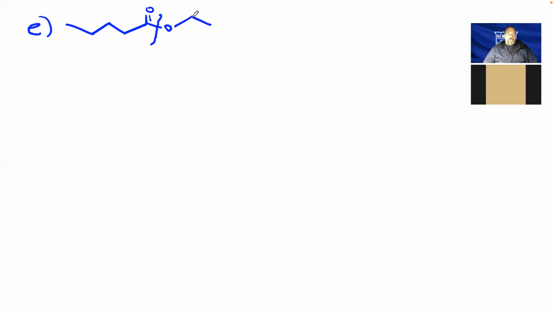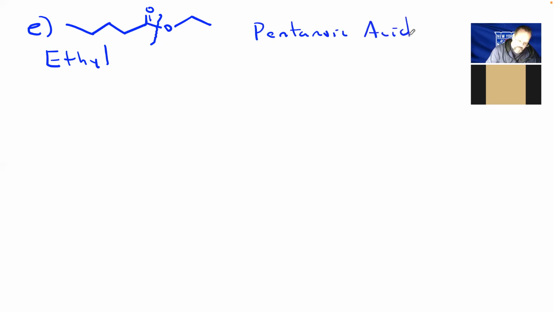You have CH2 connected to CH3. What do we call that as a branch? That, of course, is called ethyl. So the first word of this ester would be ethyl. Now, for the carboxylic acid portion, 1, 2, 3, 4, 5, a 5-carbon carboxylic acid would give us pentanoic acid. But take out the IC, take out the acid, and pentanoic acid becomes pentanoate. So this ester would be known as ethyl pentanoate.